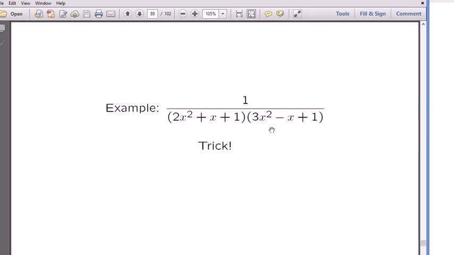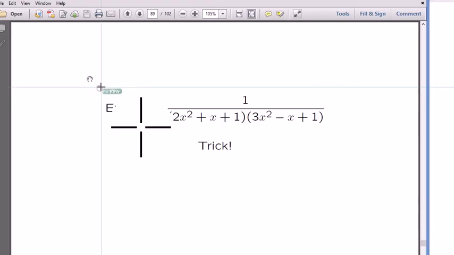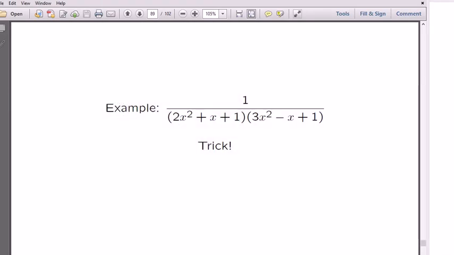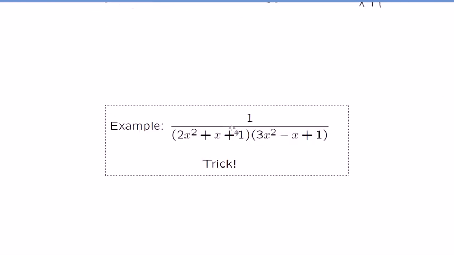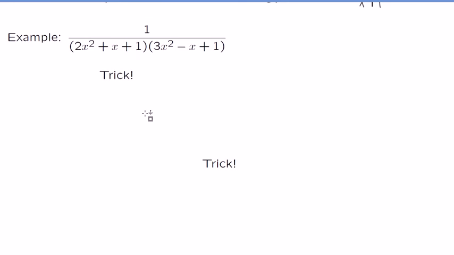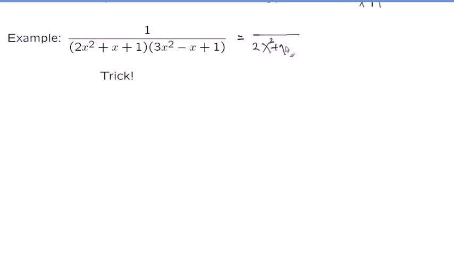This one is also a bit tricky. It's quadratic times quadratic, right? So let me see that. So how is this supposed to split? Here's a 2x squared plus x plus 1 plus 3x squared minus x plus 1.